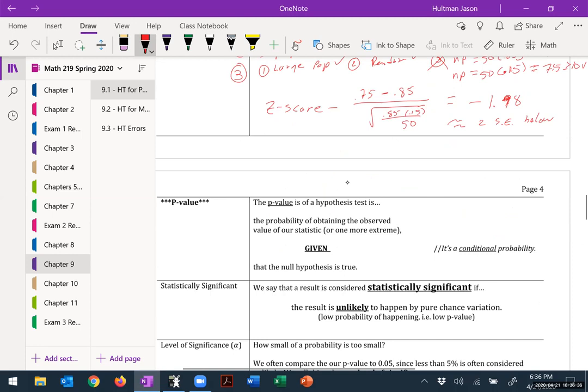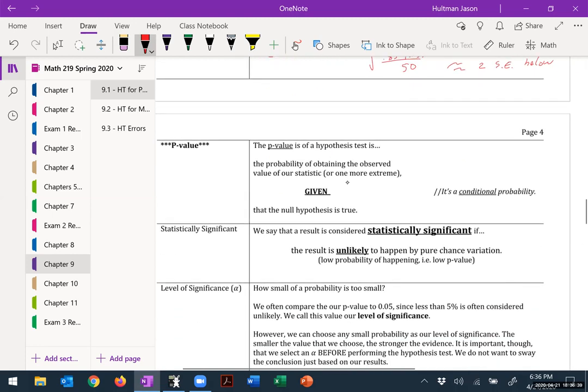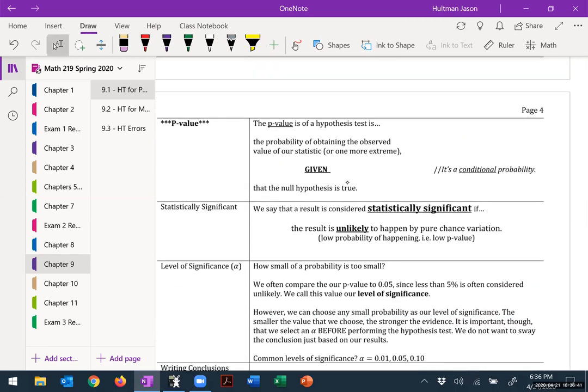Let's talk about the p-value. The p-value of a hypothesis test is the probability of obtaining the observed value of our given statistic. It's the probability. P-value is the probability.